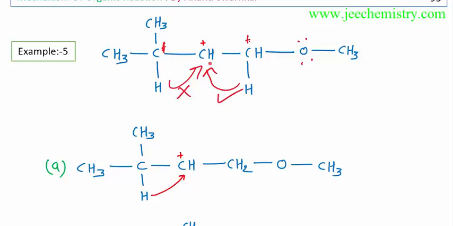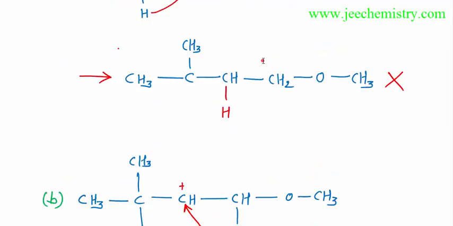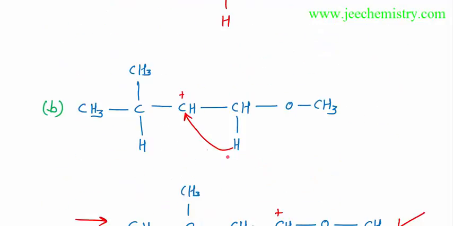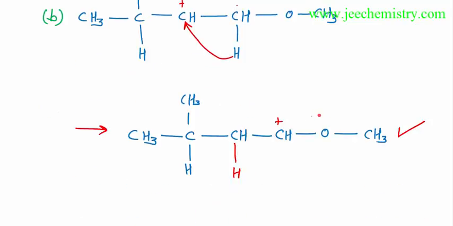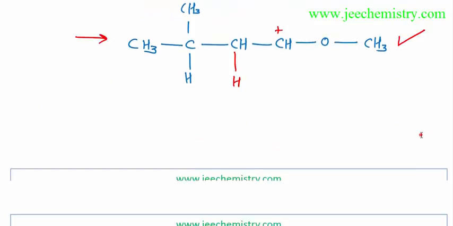This hydrogen will shift to these positions and it will become a positive charge. Here the carbocation will shift, and here this carbocation will shift. Here this plus charge will come to these positions. Now this plus charge will come to this position. This is more stable.